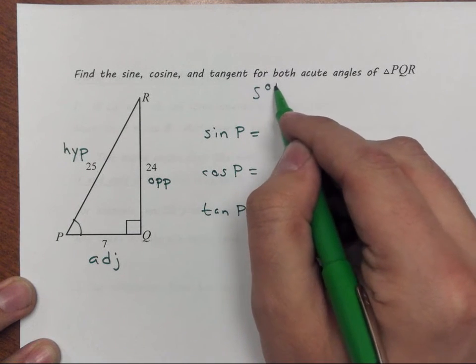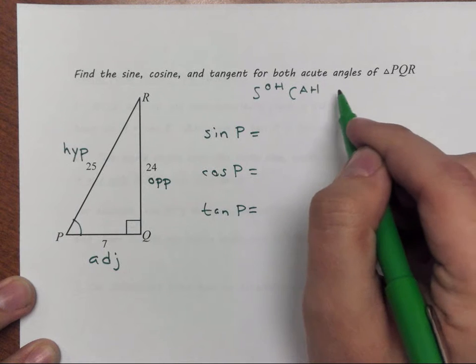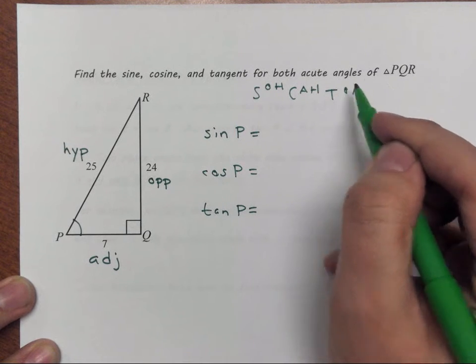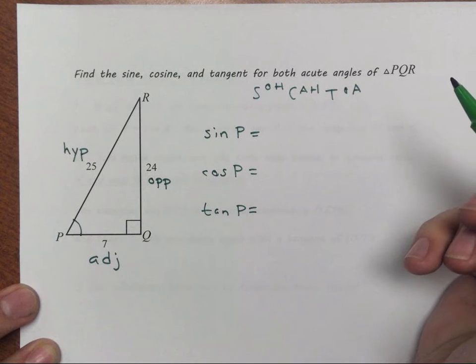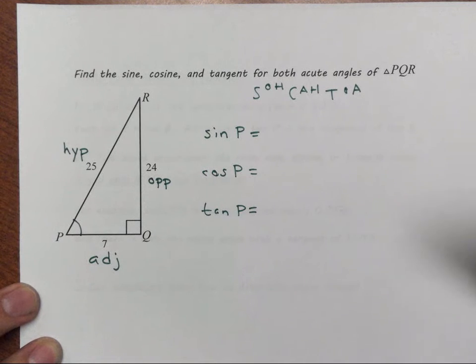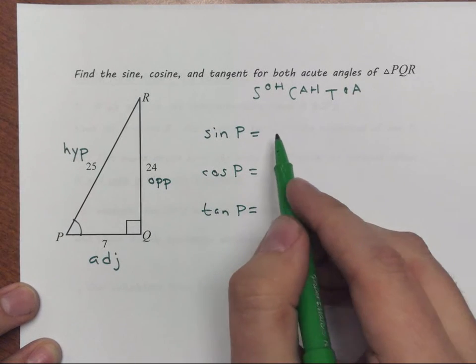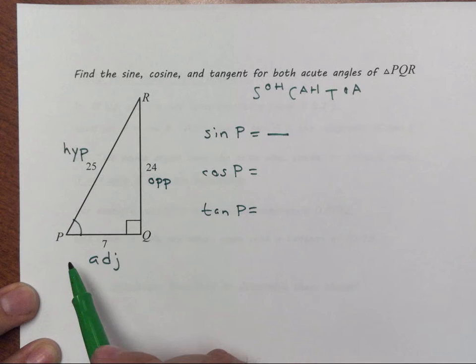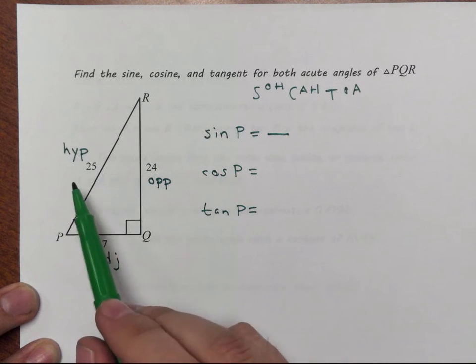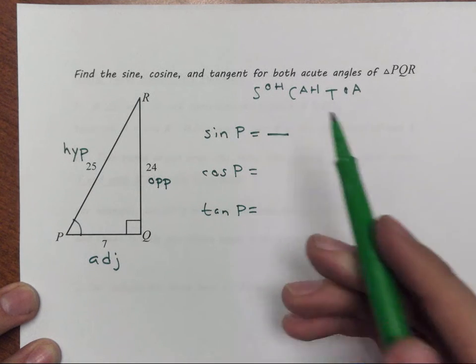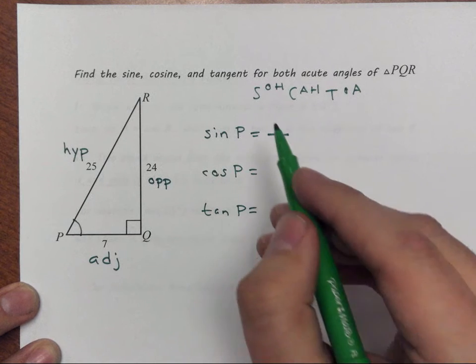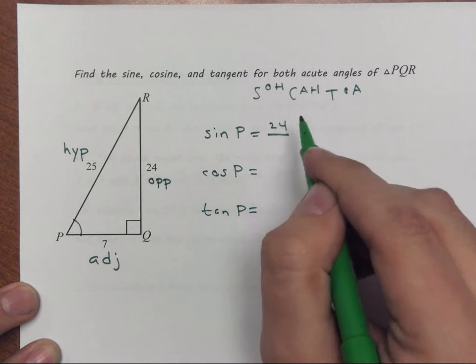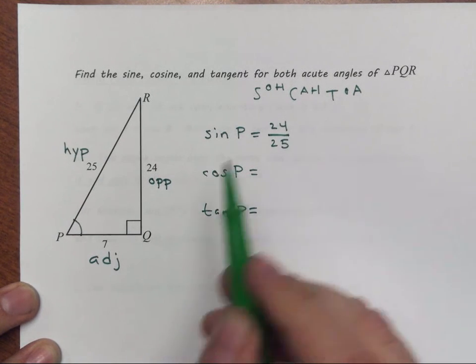So I will write SOHCAHTOA. You can write this as many times as you want. You can write it once per problem if that's what makes sense to you. Because again, you have to be able to set up these ratios. So the sine is the opposite leg over the hypotenuse. That's what we're told up here. That's what SOHCAHTOA is telling us. So for this triangle, that is 24 over 25 if I'm looking from P.